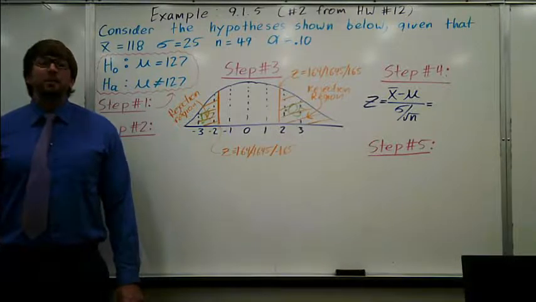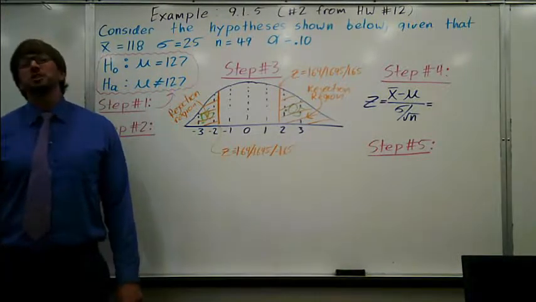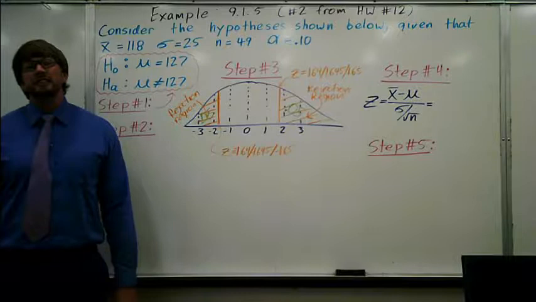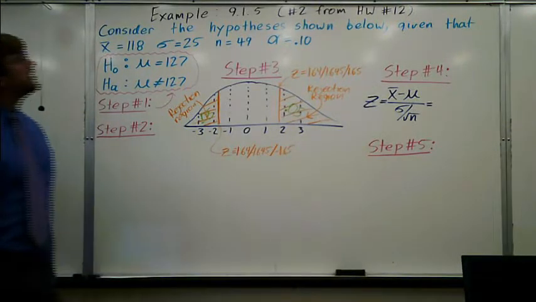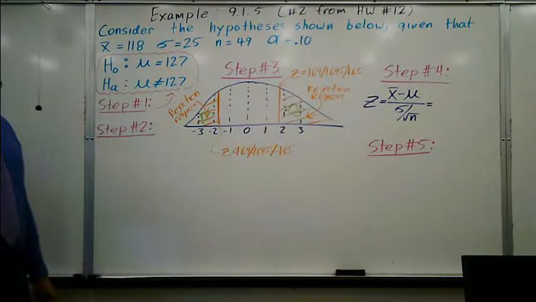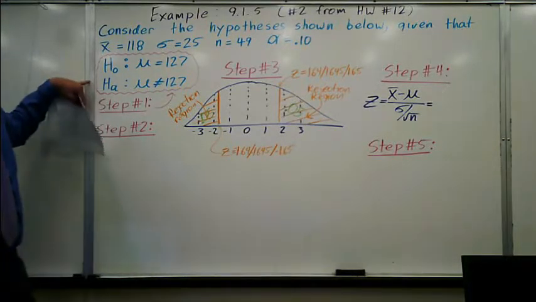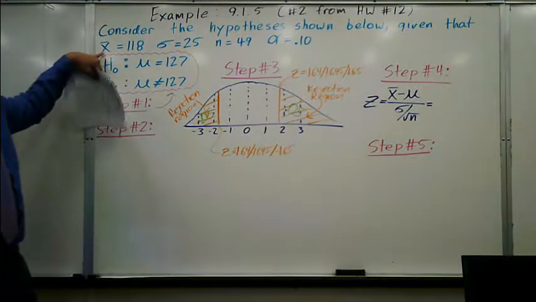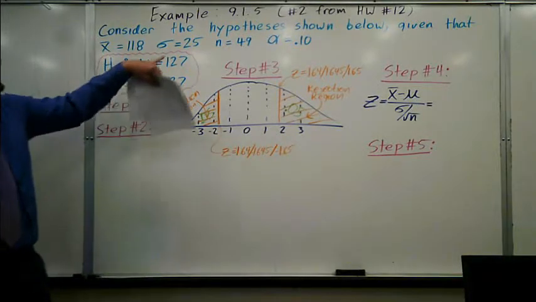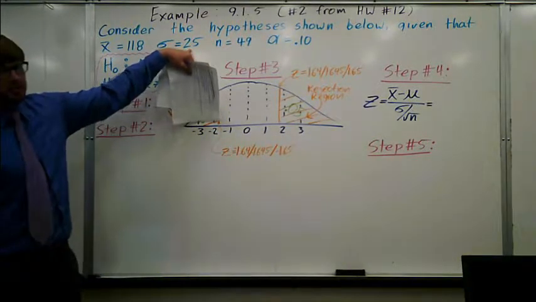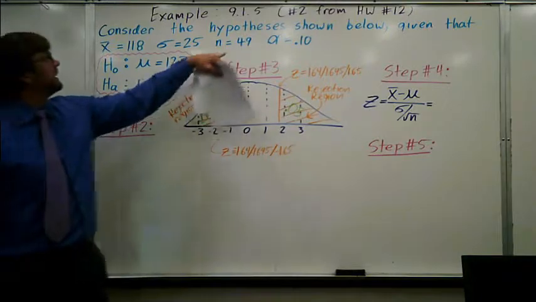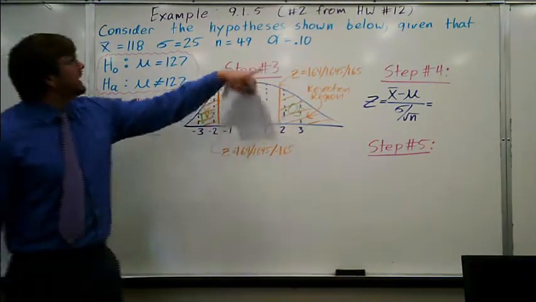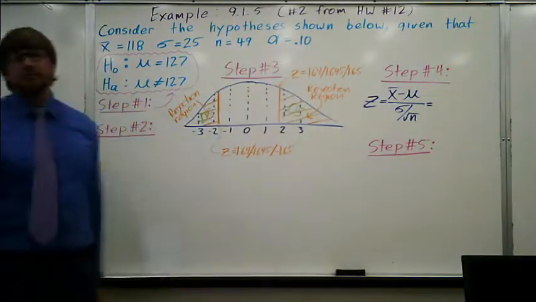All right, next up we're going to check out another example where we actually perform a hypothesis test. We're going to check out 9.1.5, which is the second problem from your 12th homework assignment. The problem reads, consider the hypothesis shown below, given that you got a sample mean of 118, population standard deviation of 25, sample size was 49, and significance level of 0.1.